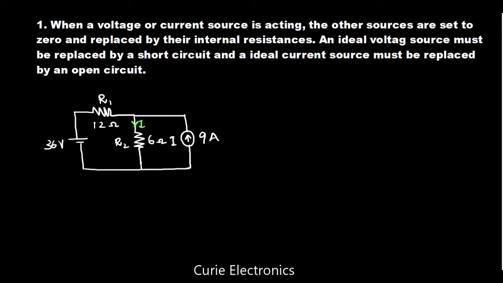So I2 we have to find. First we will consider one source at a time, correct? Now we will consider the current source first. Set E equal to 0, that is our 36. E is the 36 volt voltage source that we have to deactivate. So only the current source we are considering, and the voltage source has to be replaced by a short circuit.